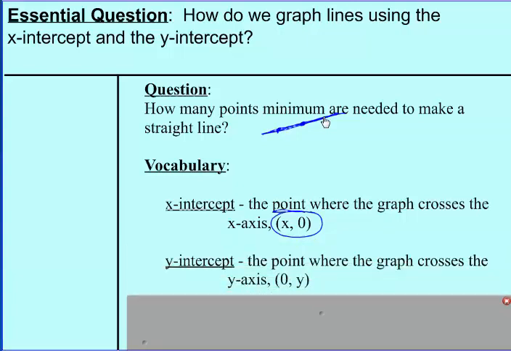Then we have the y-intercept. Just like with the x-intercept, the y-intercept is the point where the graph crosses the y-axis. Therefore, when I ask you to identify the y-intercept, you are going to identify it as an ordered pair, 0, y.